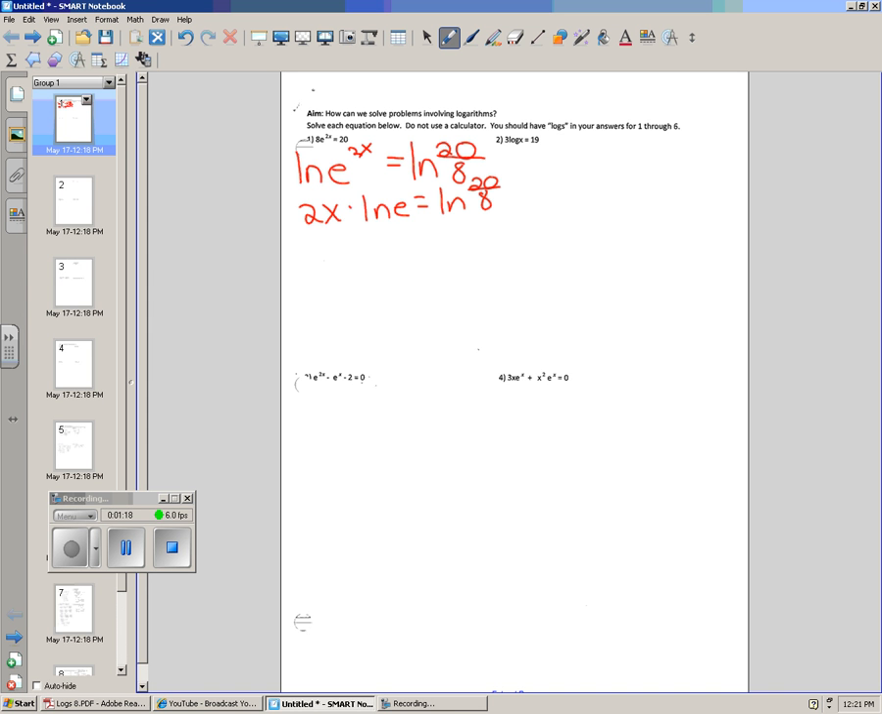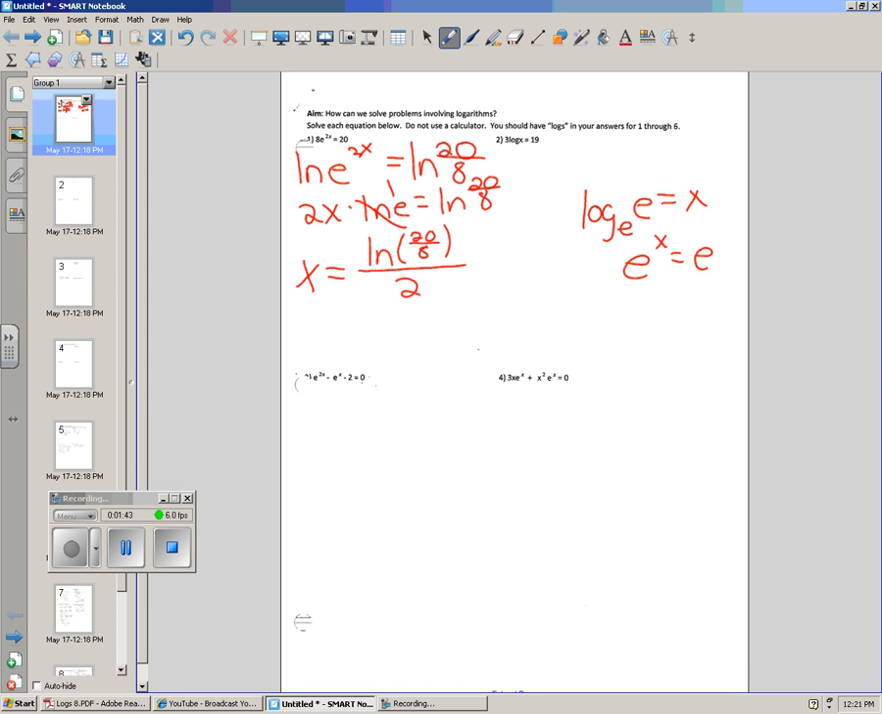Now ln e, that's the number 1. Let's think about it. Ln is log base e, and that's equal to some number. So e with what exponent equals e? It's just 1. So really we just have 2x equals ln 28 over 8. So it's really just x is ln 28 over 8 all divided by 2.